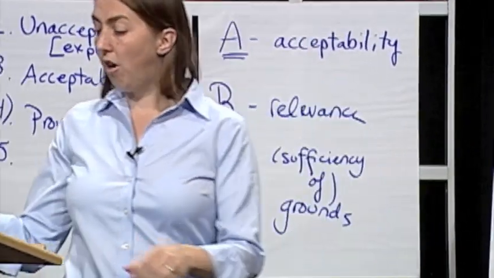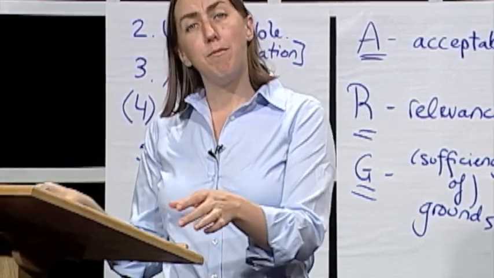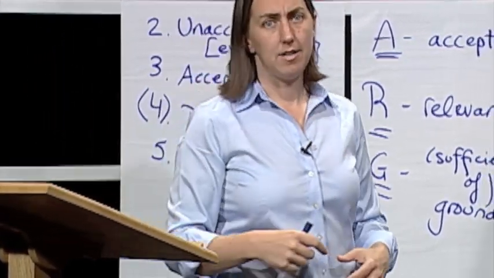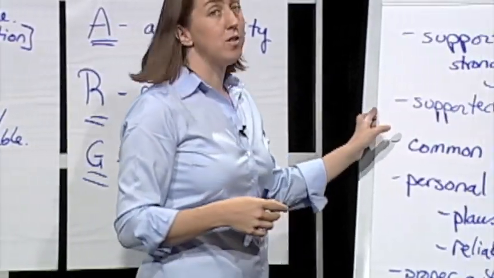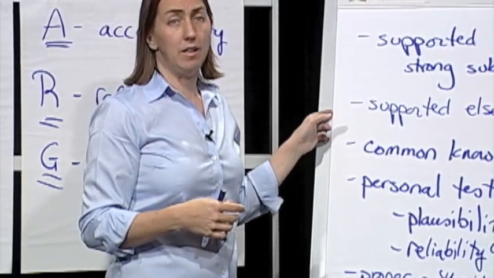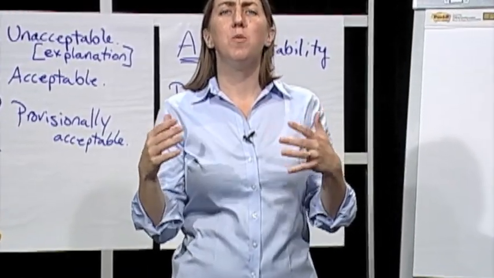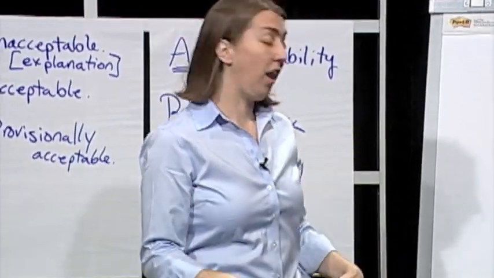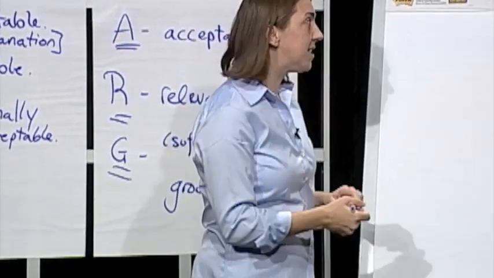Okay, those are some ways in which premises can succeed at acceptability. Let's look at some ways in which they can fail at acceptability. Ways in which you would say that this premise is not acceptable to you. And the first is the easiest.